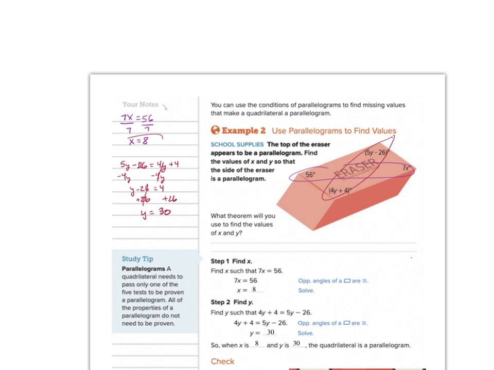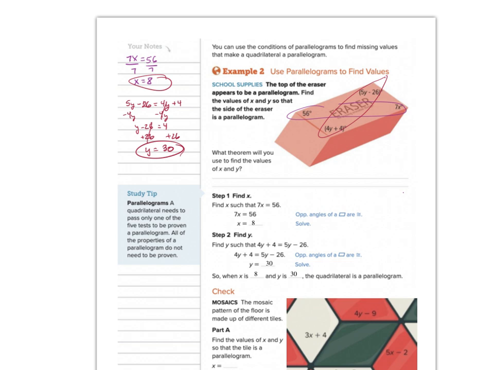So there you have it, my x and my y. If the value of x is 8 and the value of y is 30, then it is a parallelogram. If the values were anything other than those two numbers, it would not be a parallelogram. So that's what they're saying. The condition that allows it to be a parallelogram is x equals 8, y equals 30.